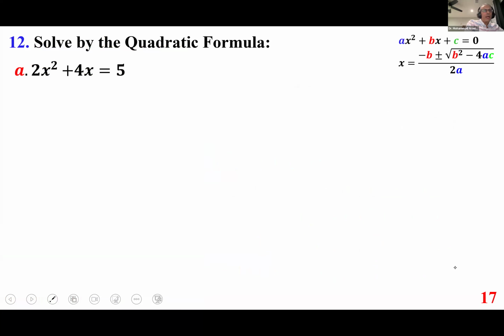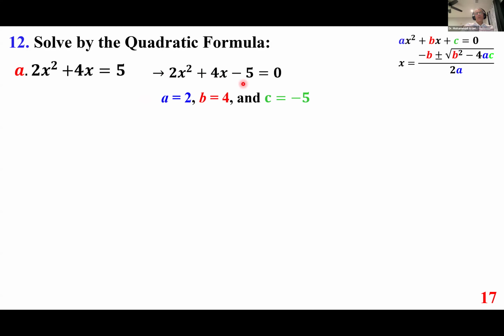So we want to solve 2x squared plus 4x equals 5 using the quadratic formula. Remember, this is the standard form, so we bring everything to the same side. Then a is 2, b is 4, c is -5, and we put it into the formula: x equals minus b plus or minus the square root of b squared minus 4ac, over 2a.